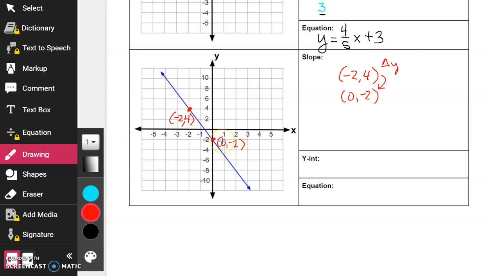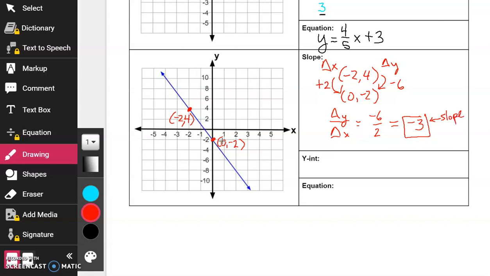Okay, I went from 4 and now I'm at -2. So I went down 4 and then down 2 more. So that was -6. Okay. Then I find my change in x. I went from -2 to 0. So I added 2. -2 plus 2 is 0. Okay. So we do change in y divided by change in x. It's going to give me -6 over 2. Now I plug that into Desmos and I'm going to find out that that simplifies to -3. Okay, so there's my slope.